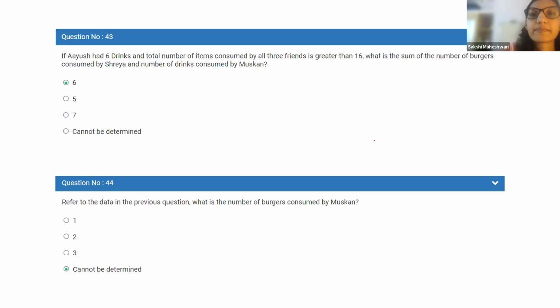Getting it? Now, if Ayush had 6 drinks and the total number of items consumed by all friends is greater than 16, okay, so let's just write it down. We know that drinks with Ayush was equal to 3BA. So if this is 6, this implies BA is 2.